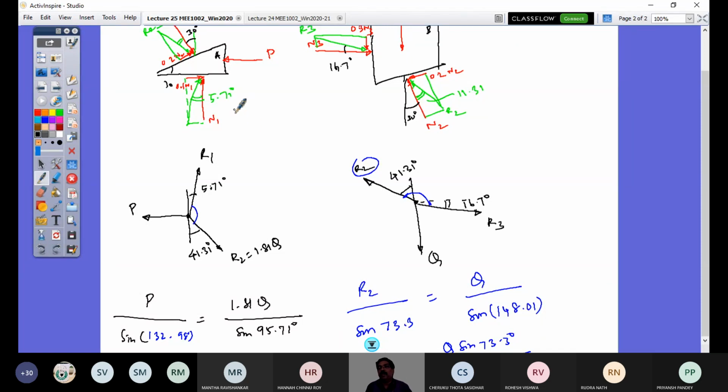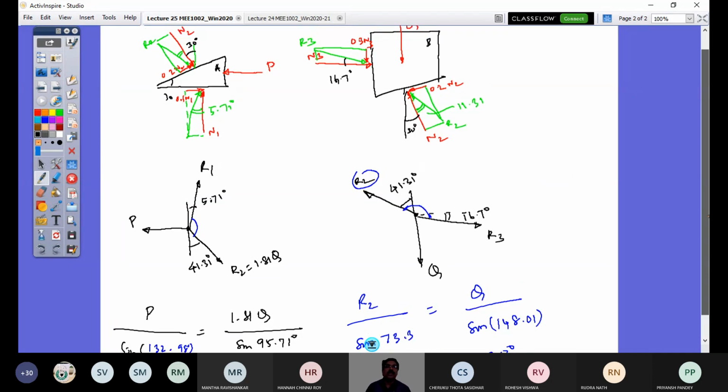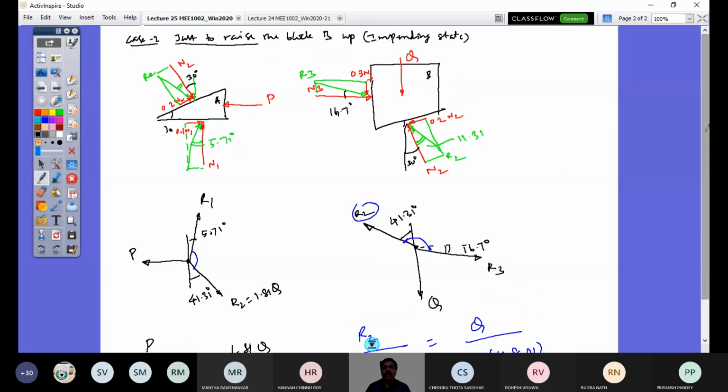In the last period, we were doing wedge friction problems. So we have done a couple of problems to understand how nicely we can draw the free body diagram, and how you can employ Lami's theorem so that you are able to handle three-force equilibrium conveniently to solve for unknowns. Right, so that is all in that.